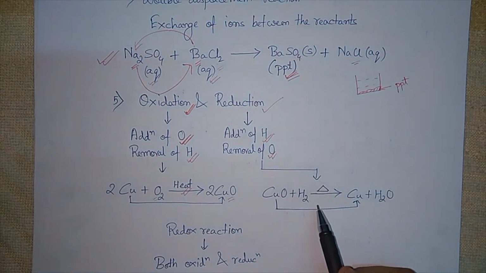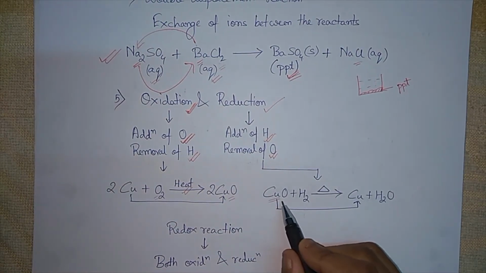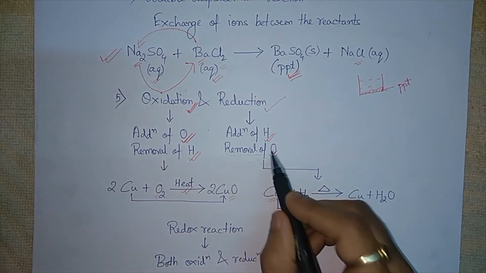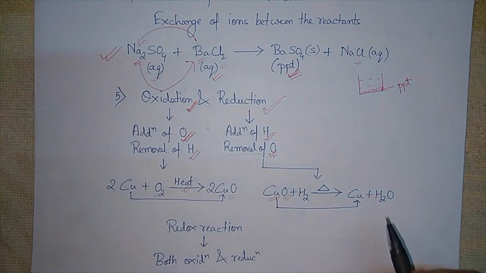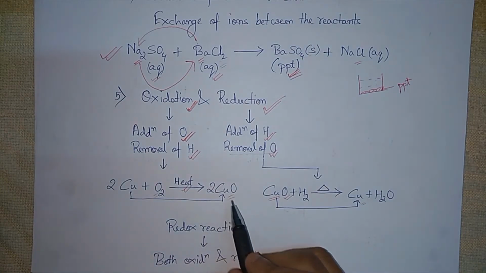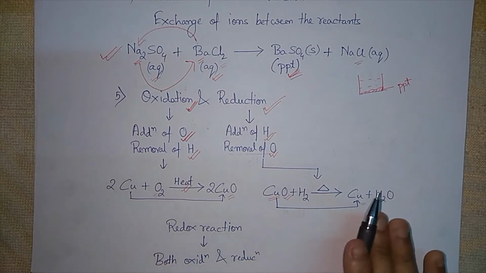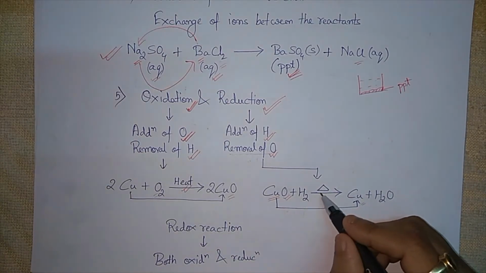So here is an example of reduction. From cuprous oxide, oxygen has been removed, so removal of oxygen becomes reduction. So we can say here cuprous oxide has been reduced to copper. Copper is oxidized to cuprous oxide, which is reduced to copper. So that's it. This reaction is occurring only in presence of heat also.